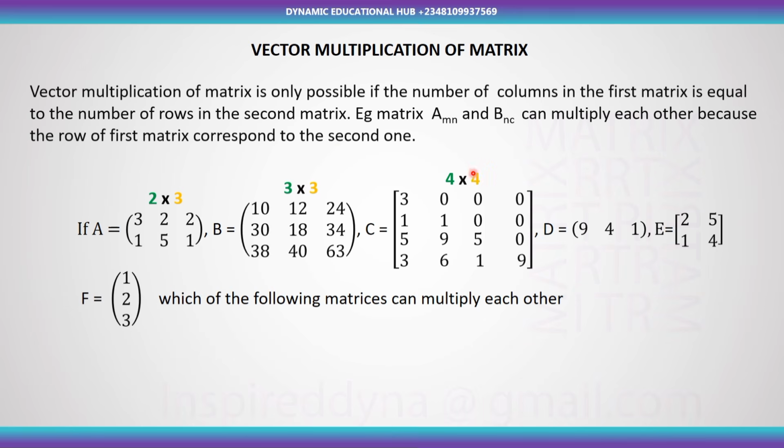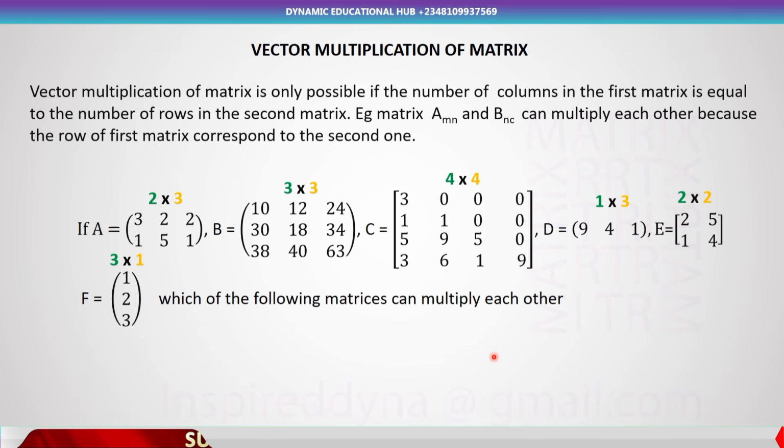Now this one is a 4 by 4 square matrix, and this one is a horizontal matrix, 1 by 3. This one is also a square matrix, 2 by 2. This one is a vertical matrix, which is 3 by 1. Now the question: which of the following matrices can multiply each other? So we want to see 2 pairs of matrices that can multiply each other.